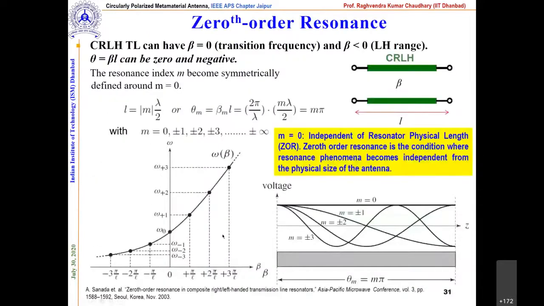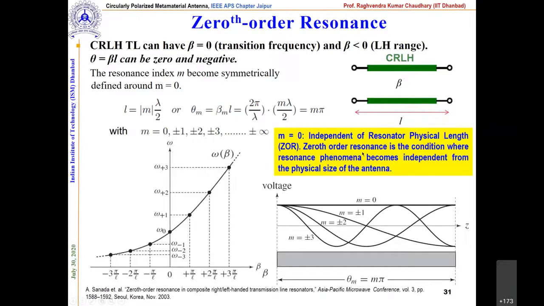Zeroth order resonance. As I showed you in the dispersion diagram, it allows the resonance index, which is m here, to be defined symmetrically around n equal to 0. So we have a provision on the negative side and the positive side. Now, if you try to plot the voltage versus electrical length, correct.